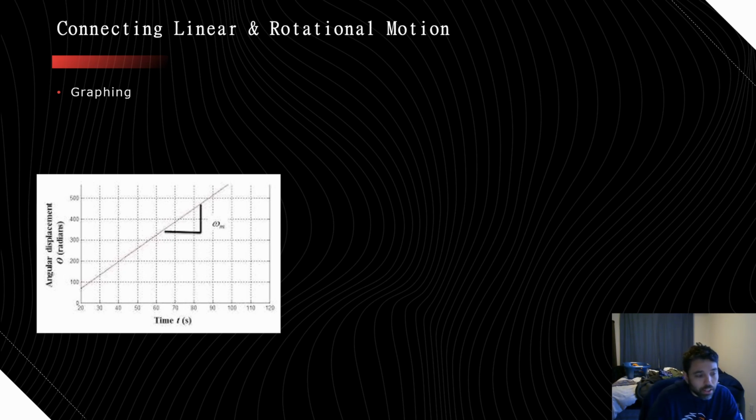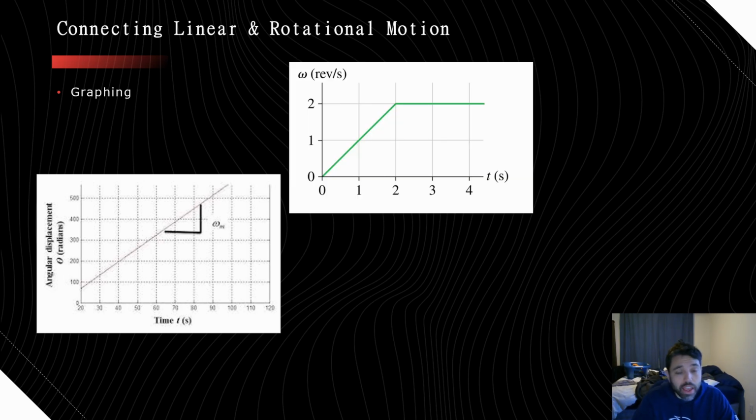So if I had an angular displacement versus time graph, guess what the slope would equal? You can see it there on the screen. It does equal omega, the angular velocity. If I had an angular velocity versus time graph, the slope would equal the angular acceleration, and the area under the curve would equal the angular displacement.